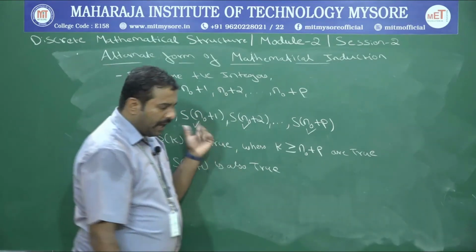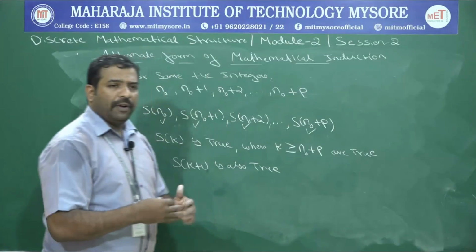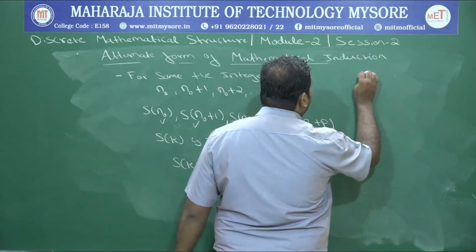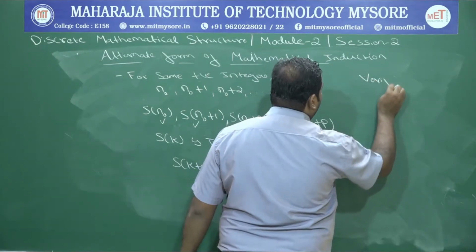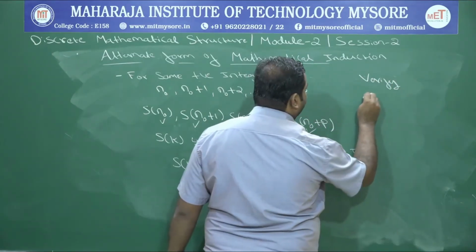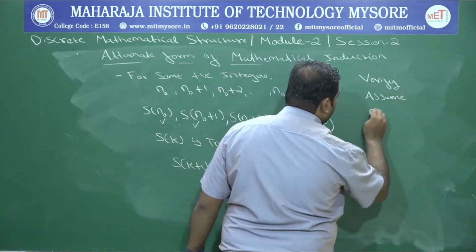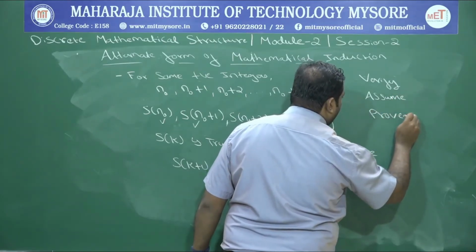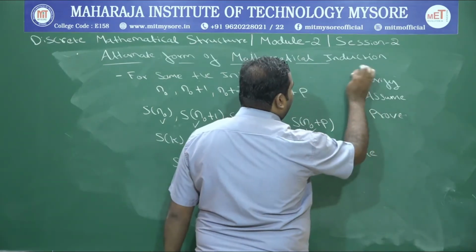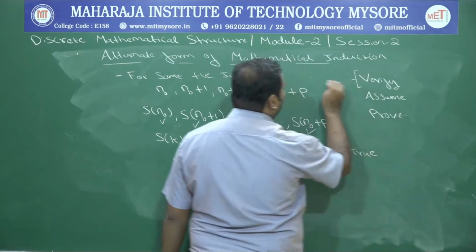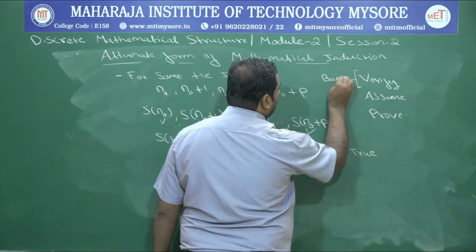If you remember, in the previous form we discussed until now, it has 3 steps, which we usually state as verify, assume and prove. Those are the 3 steps we followed. Now this very first step we usually call the basis.